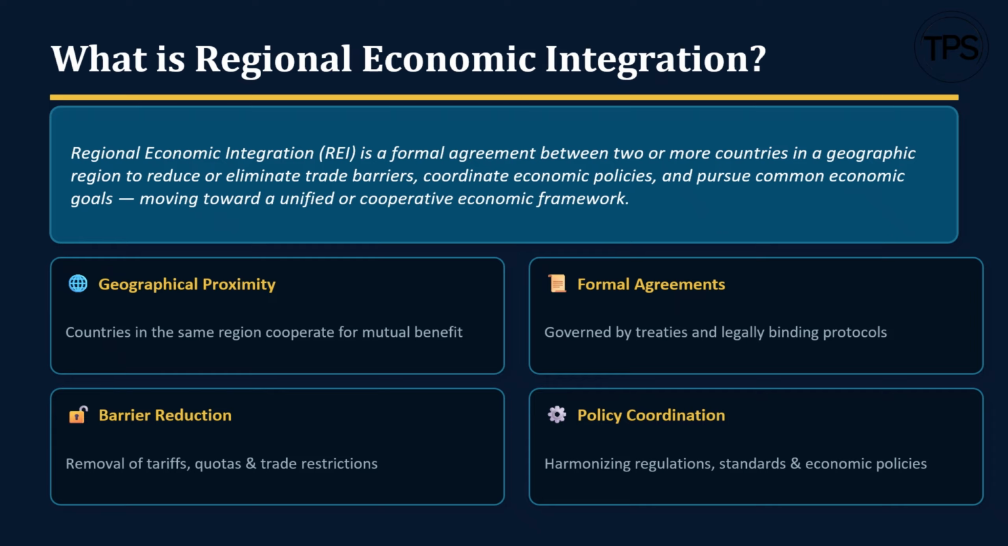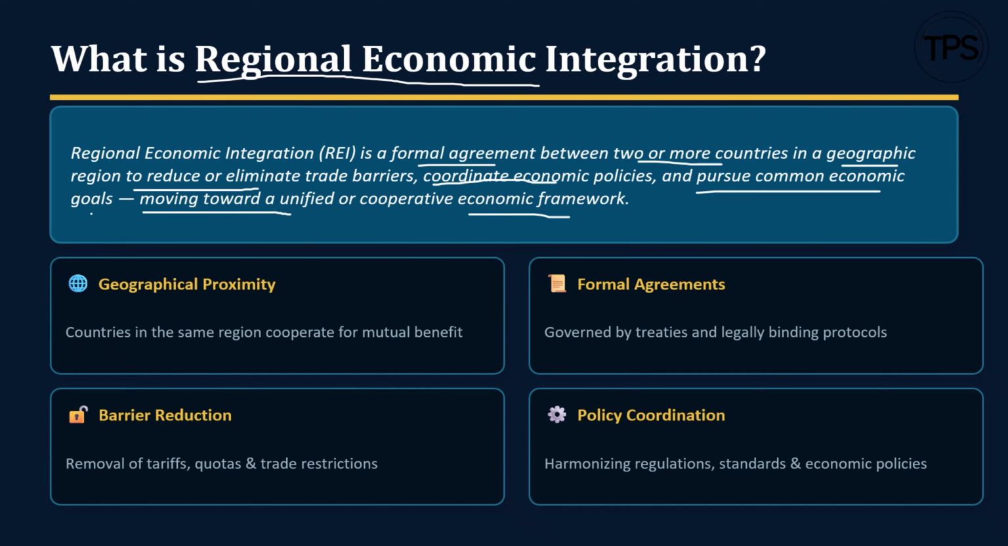Here, what is regional economic integration? As the name suggests, regional economic integration is a formal agreement between two or more countries in a geographic region to reduce or eliminate trade barriers. In Europe, for example, many countries came together to reduce and eliminate trade barriers, coordinate economic policies, and pursue common economic goals, moving toward a unified or cooperative economic framework.